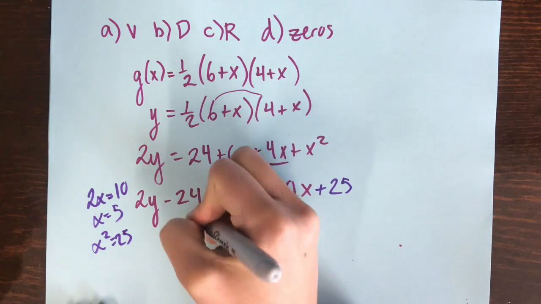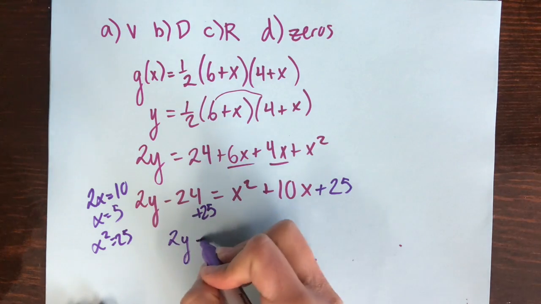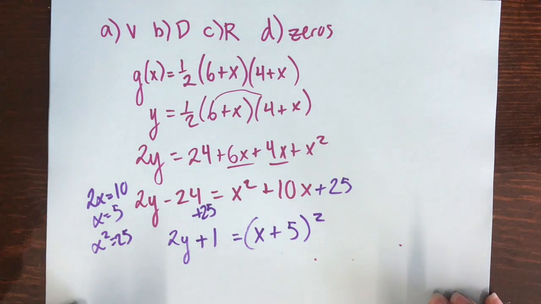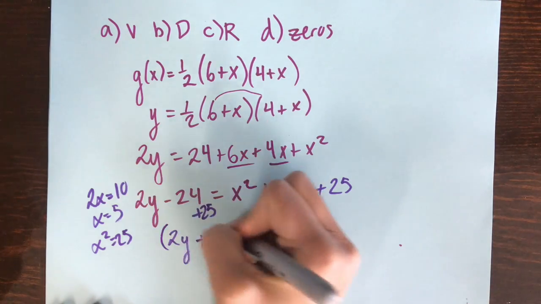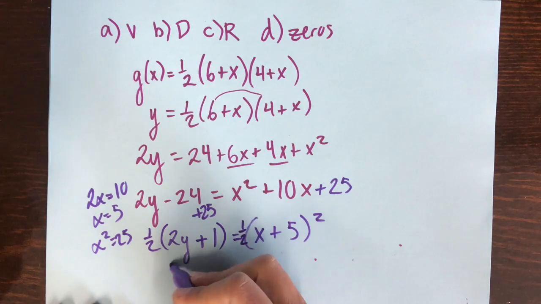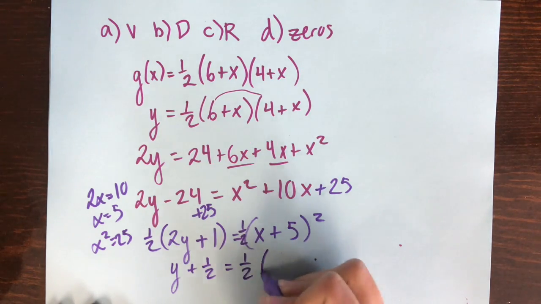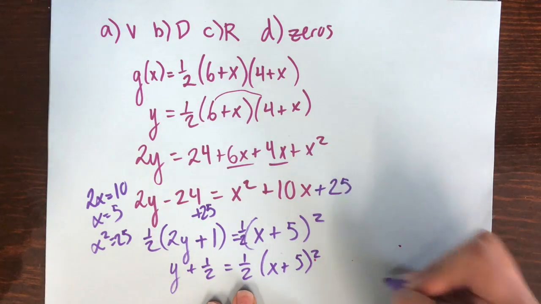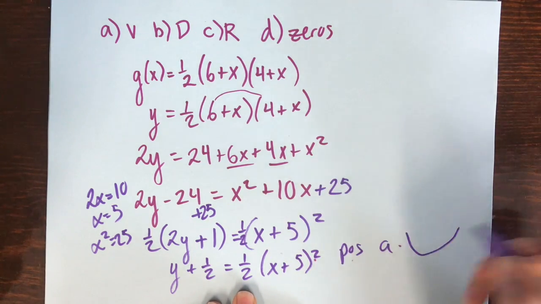So 2 alpha is equal to 10, alpha is equal to 5, alpha squared is equal to 25, which I add to both sides. And I end up getting 2y plus 1, that's negative 24 plus 25, right? And then I factor the other side into (x + 5) squared. Now I'm going to bring my 1/2 back at the very end, so I multiply both sides by 1/2, and I get y plus 1/2 is equal to 1/2 times (x + 5) squared.